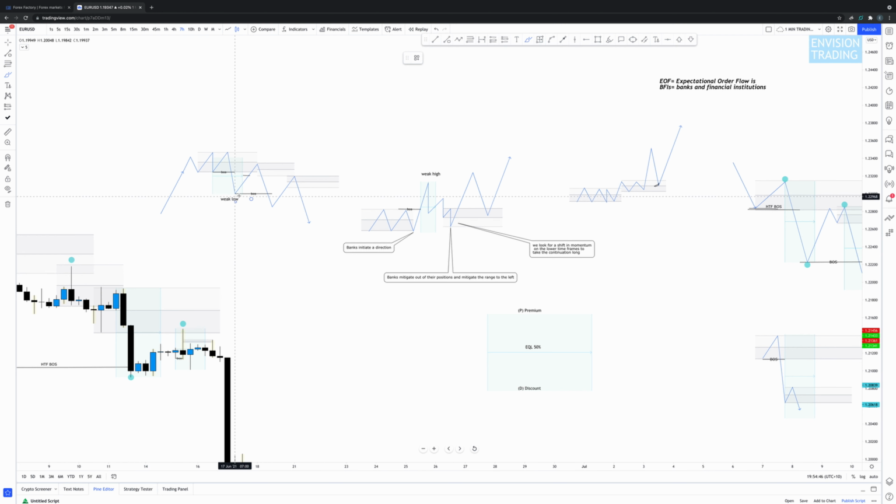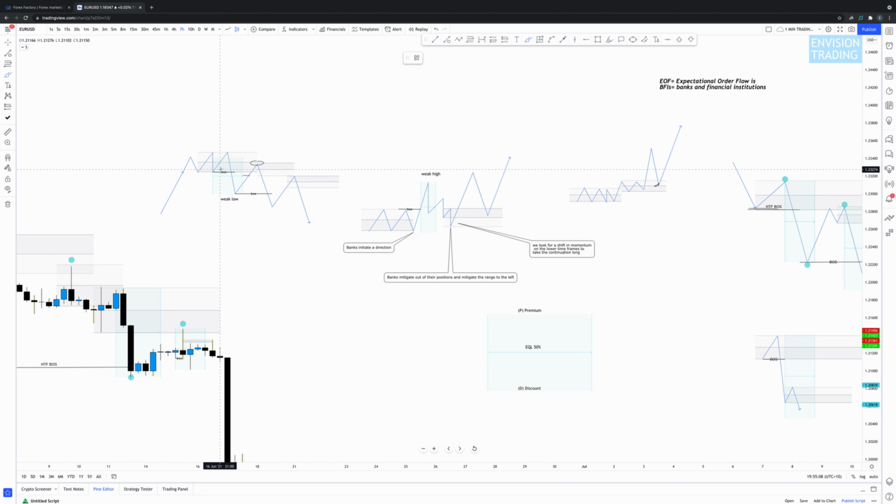We get a pullback. We pull back, mitigate the range. What I mean by mitigate, we just tap into it. That's what we need to know. We tap into it, then continue the move down to break structure again. And what happens after we break structure? We pull back again into the range that caused the break of structure to drop back down.